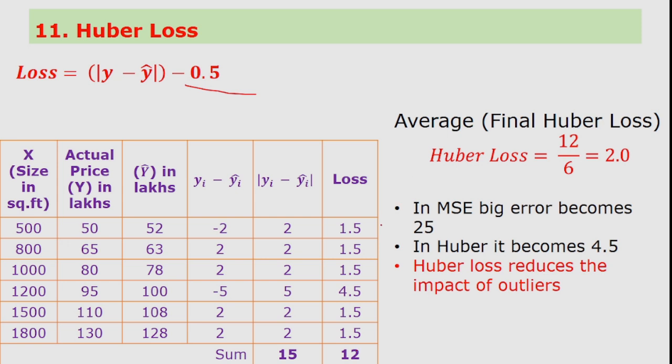So now we are going to play with only the losses. Huber loss is nothing but 12 divided by the total number of input features, which is 6. So 12 divided by 6, you are getting 2. In MSE, big errors become 25. See here, in the previous case MSE, for the fifth point, error of 5, you are getting the square term, so it is 25, right? But in this case, it is reduced to 4.5. Instead of 25, it becomes 4.5. So Huber loss reduces the impact of outliers. That's the main takeaway. This Huber loss reduces the impact of outliers.